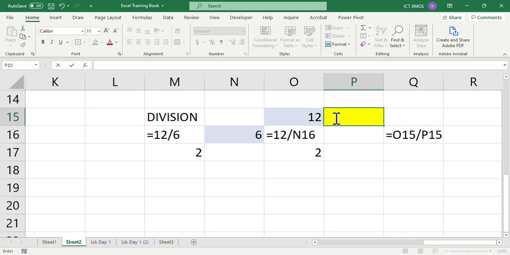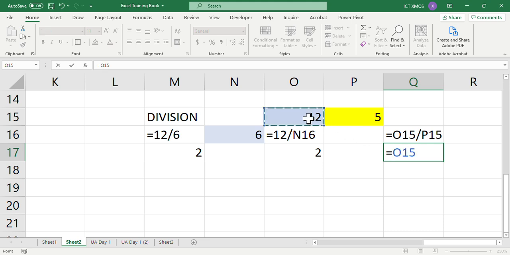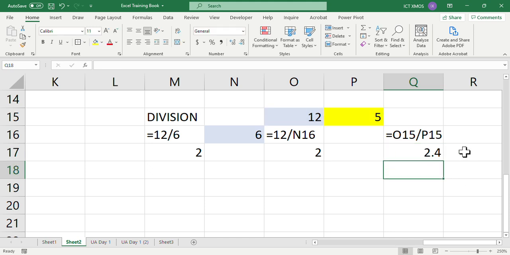Okay. I typed it in. Let's say we are putting 5 in this one instead of 6. Say equal to O15 divided by P15. Can you see the formula? Let's enter. What does it give us? The answer is what?